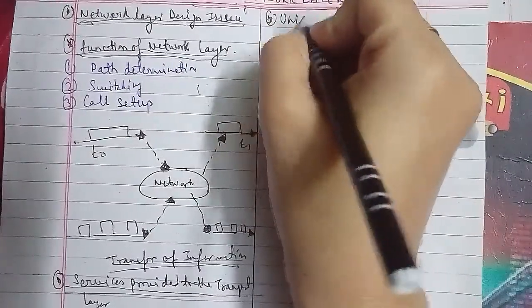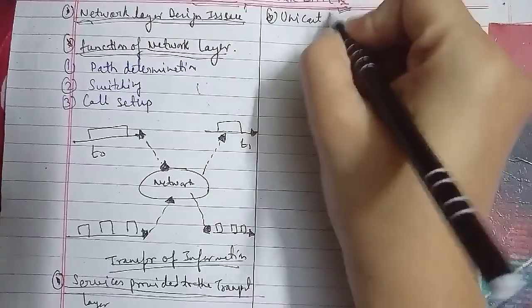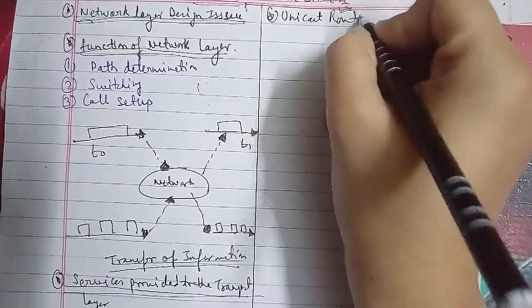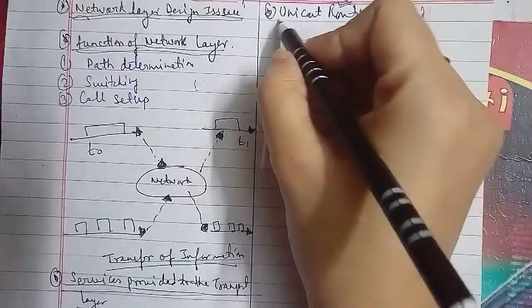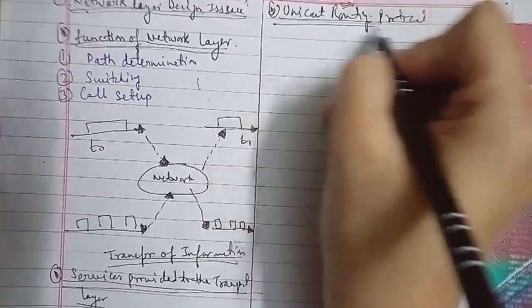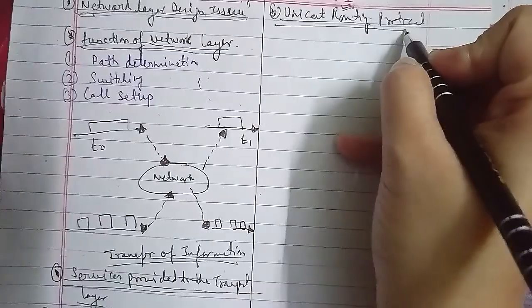Now for the Unicast, they may ask you what is meant by Unicast and multicast routing, with a suitable diagram. We have to discuss it. So for Unicast and multicast, first we'll discuss the Unicast routing protocol.